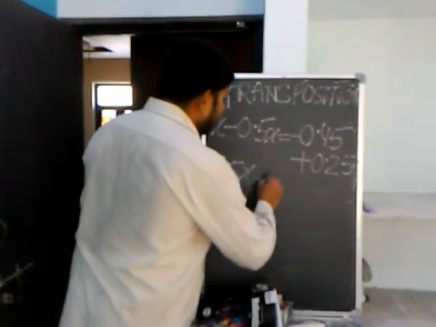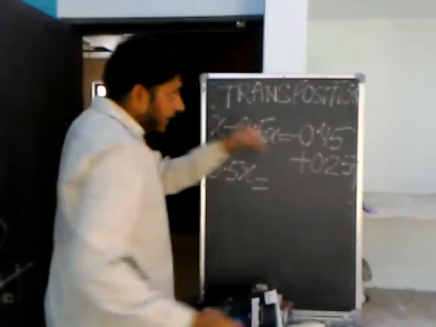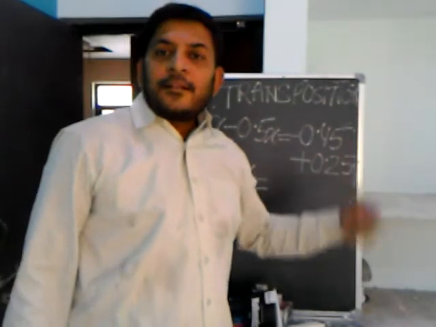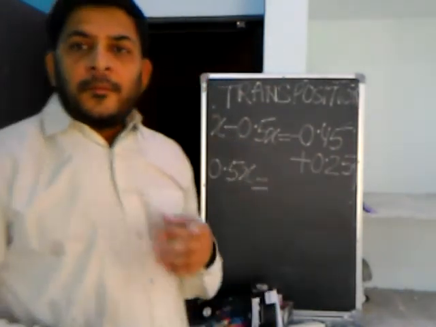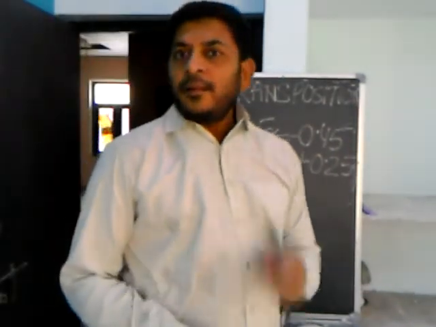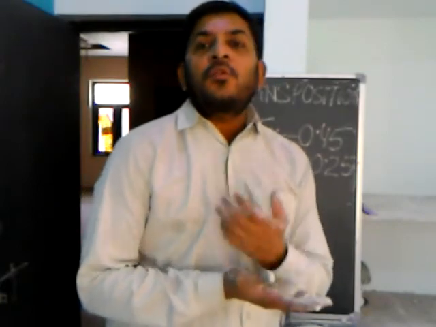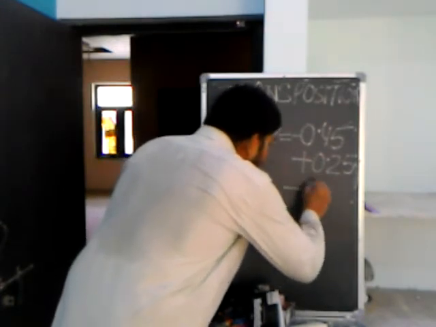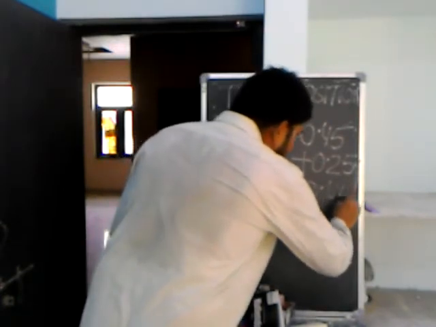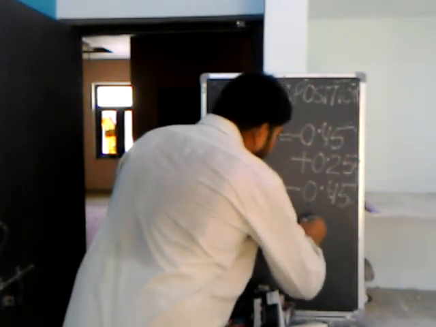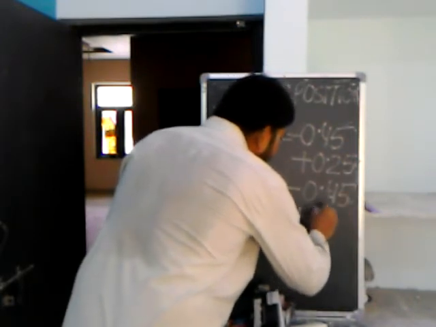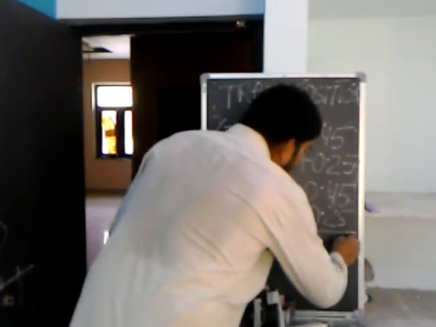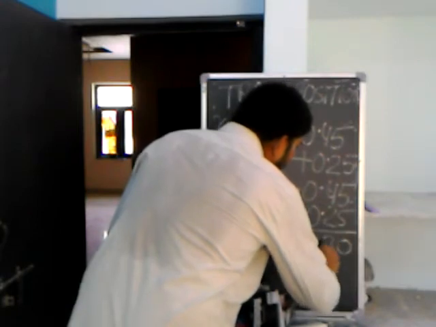0.5x is equal to, now here 0.45 is a negative integer and 0.25 is a positive integer. So there will be subtraction. We know that if there are opposite signs, then we need to subtract them. So I subtract minus 0.45 plus 0.25. 5 minus 5, 0, 4 minus 2, 2.